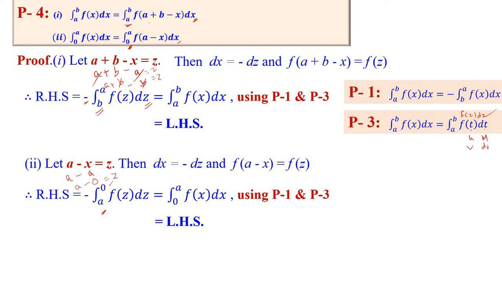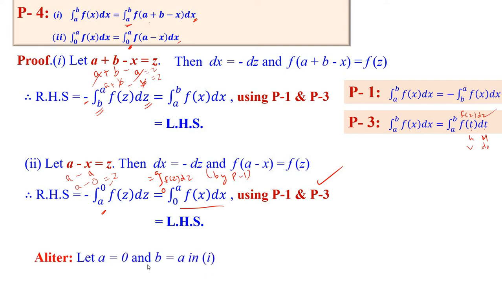So we have this. Again using P1 and P3, P1 is this, P3 is this. So where is P1 used? In rewriting this as this. Actually, if you want, we can have one more step, that is integral 0 to a f of z dz. So this is by using P1. And then when you use P3, it is only a dummy variable, so you have this step. So that is your LHS. Now the same problem can be dealt with by just using the first subdivision by taking a as 0 and b as a.